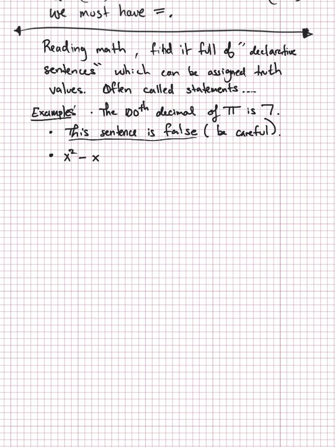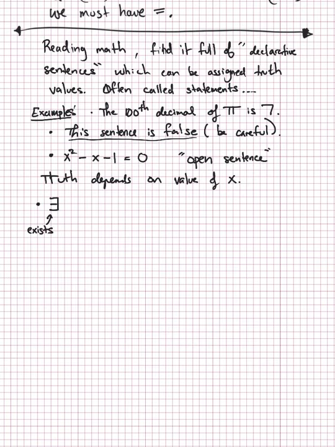Another one might be something like this. So this is different, right? I'm just going to call it an open sentence, because its truth depends on the value of x. Right? So you might think, well, okay, it's better if I say there exists. I think I introduced this before, but I'll write there exists an x so that x squared minus x minus 1 is equal to 0.